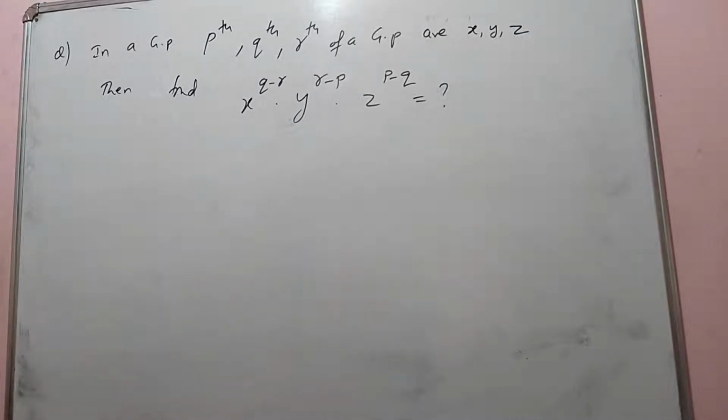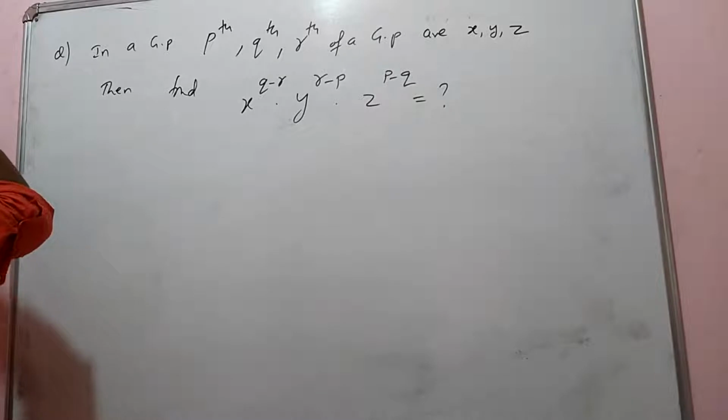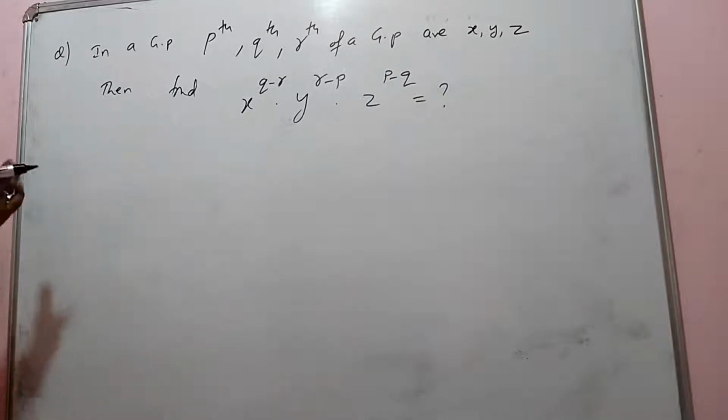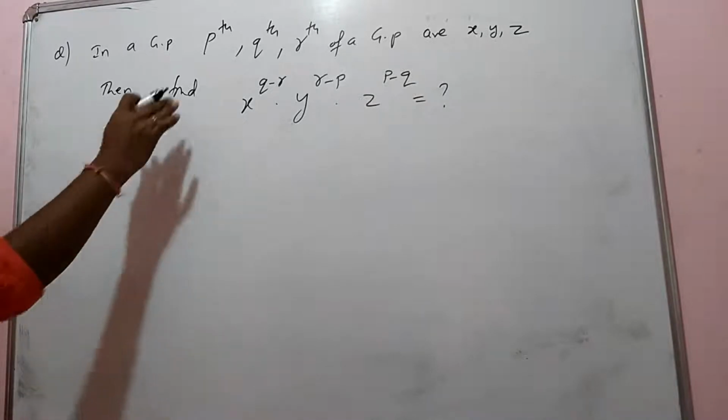Yes, Sarth, Bohi, yes. Others who are not there online, quickly give the attendance and listen to the class. So in a GP, the pth term, qth term, rth term are x, y, z. Then what is the value of x power q minus r, y power r minus p, z power p minus q? First of all, share in the group. Let them join.